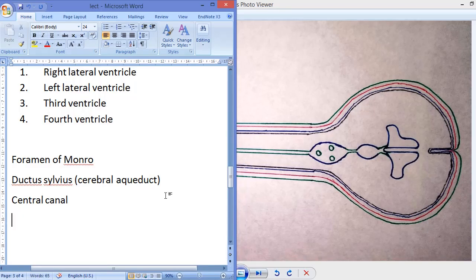I'm going to write the names: foramen of Luschka and foramen of Magendie.